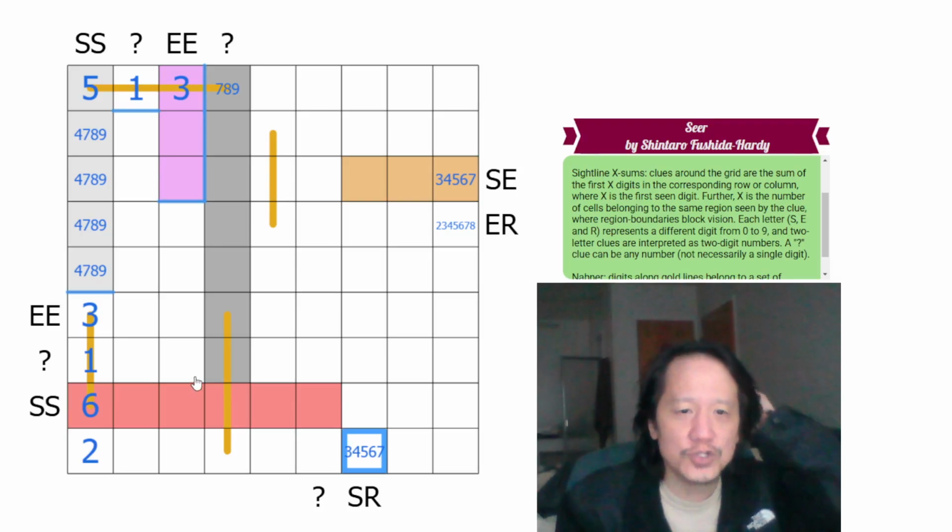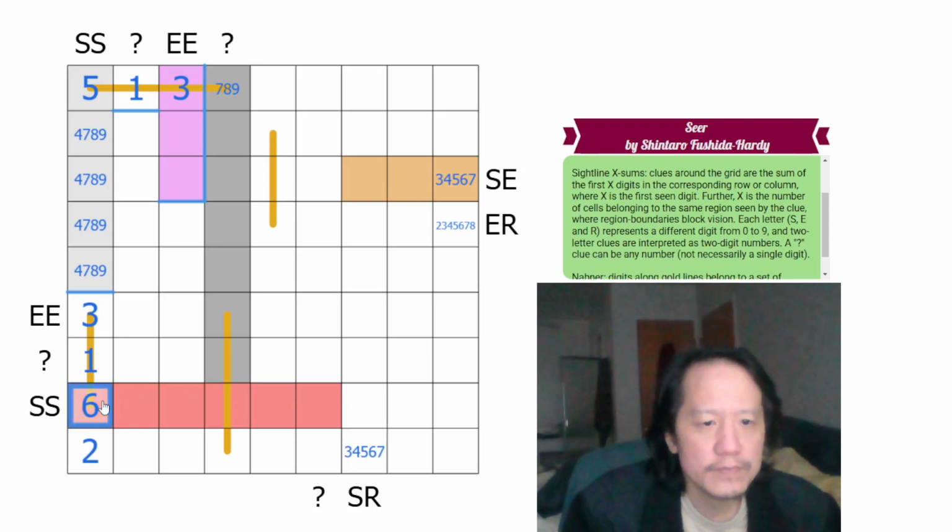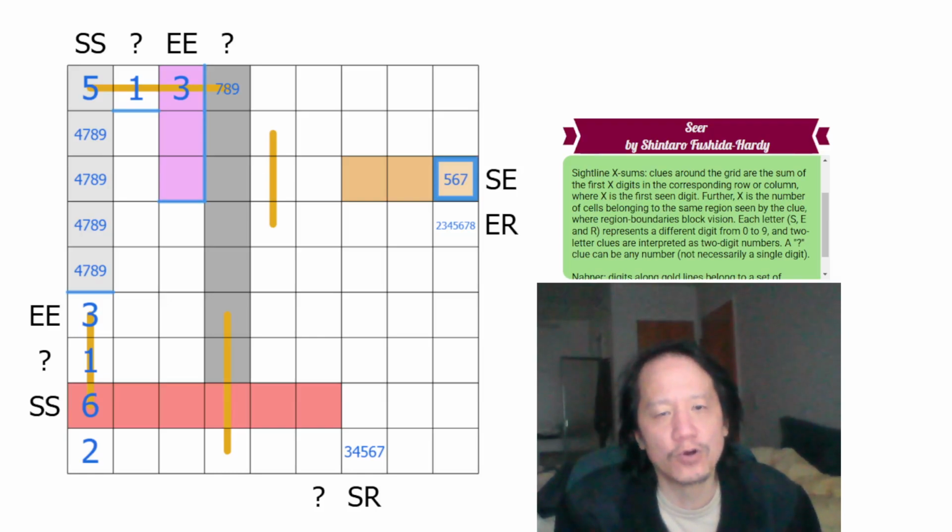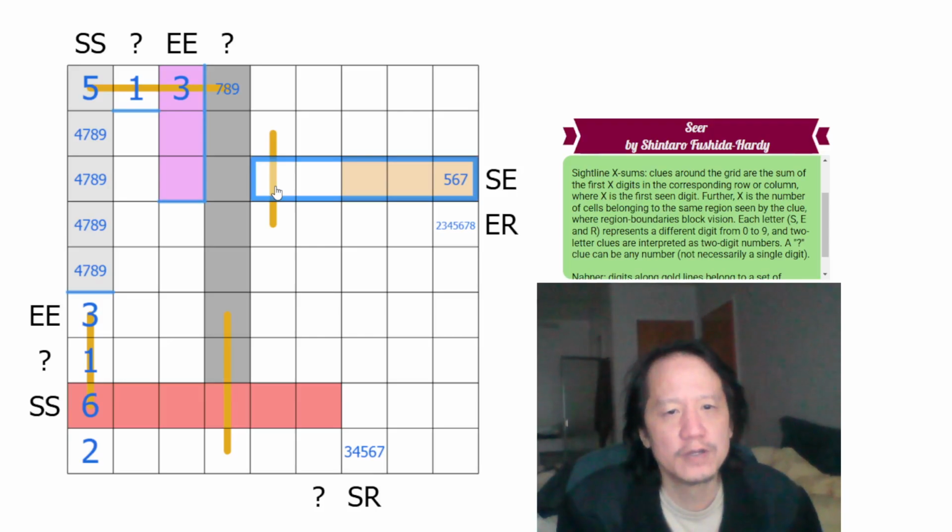So S is 30-something. So this is 33. S is 30, which means this cannot be 3 or 4. It has to be 5, 6, or 7. This is 31 specifically. And it cannot be part of this region. Therefore, this must be 5 specifically to be part of that region. So this is orange.